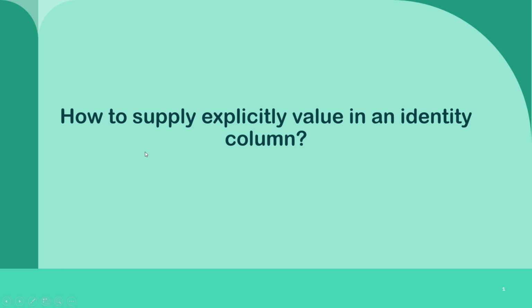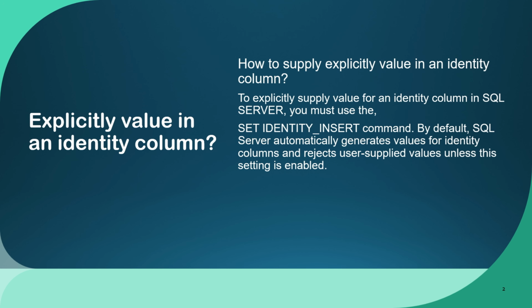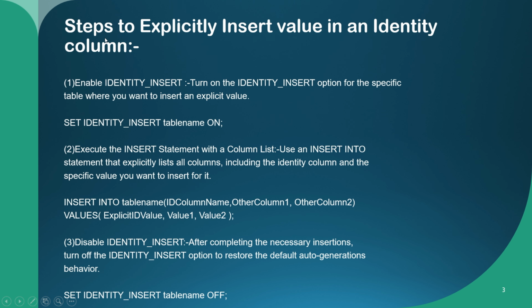So how to explicitly supply a value in an identity column? To explicitly supply a value for an identity column in SQL Server, you must use the SET IDENTITY_INSERT command. By default, SQL Server automatically generates values for identity columns and rejects user supplied values unless the setting is enabled. These are the steps to explicitly insert a value in an identity column. There are 3 steps. The first one is enable IDENTITY_INSERT, the second one is execute the insert statement, and the third one is disable IDENTITY_INSERT.